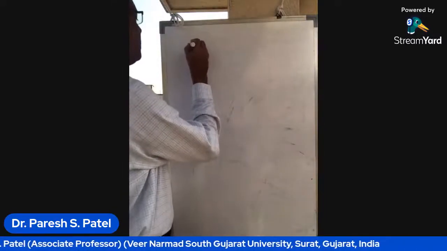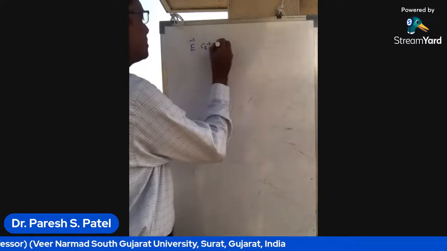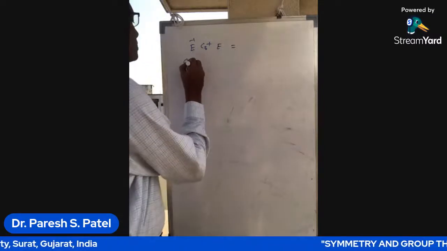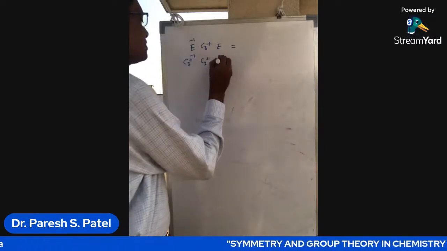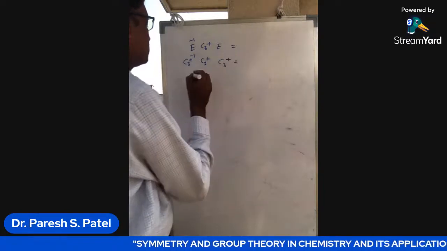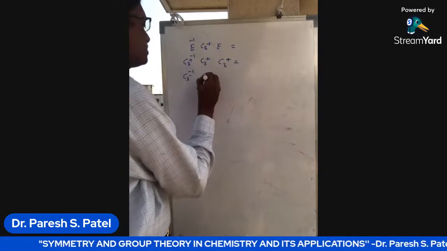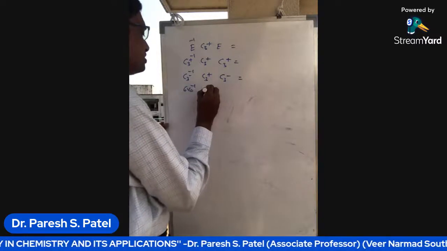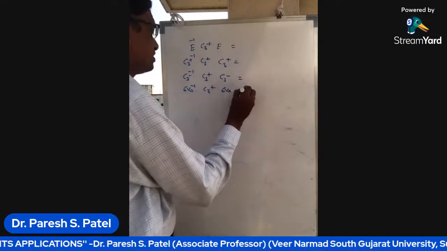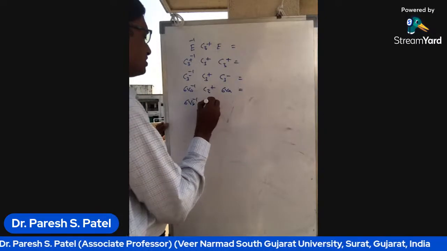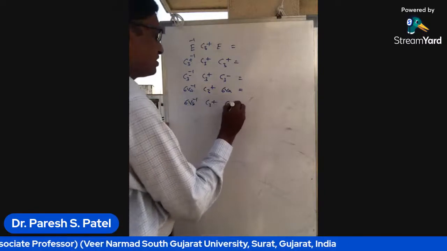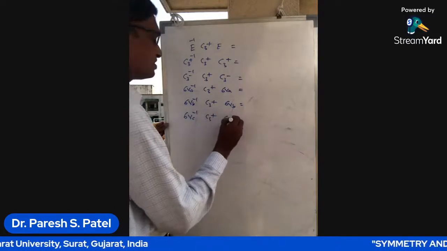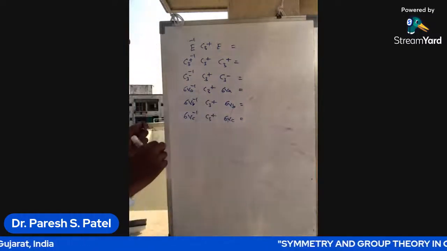In case of C3 plus: E inverse C3 plus E. C3 plus inverse C3 plus C3 plus. C3 minus inverse C3 plus C3 minus. Sigma VA inverse C3 plus sigma VA. Sigma VB inverse C3 plus sigma VB. Sigma VC inverse C3 plus sigma VC. Now what will be the result?